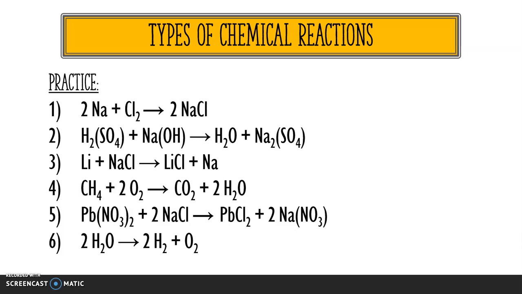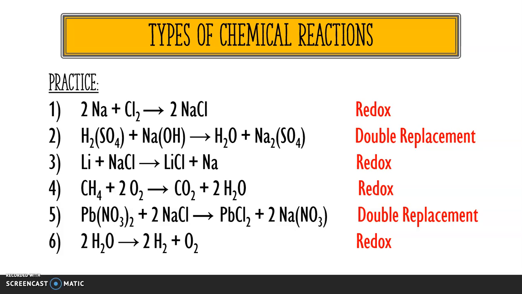All right, since we're back, let's go for it. Now, number 1, that's not compound plus compound, so it's redox. Number 2, compound plus compound, that's double replacement. Number 3, that's not compound plus compound, so it's redox. Number 4, that's not compound plus compound, so it's redox. Number 5, compound plus compound, double replacement. And finally, number 6, that's just one single compound, so it's definitely a redox reaction.